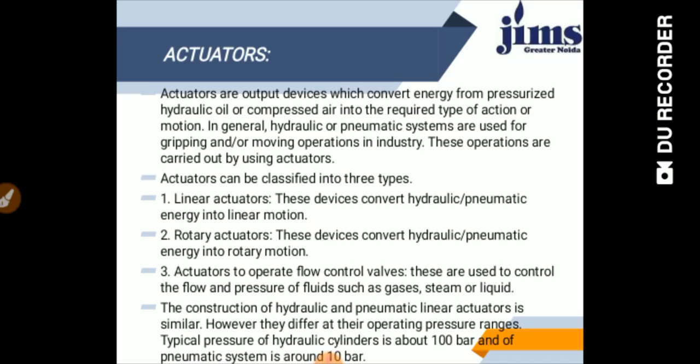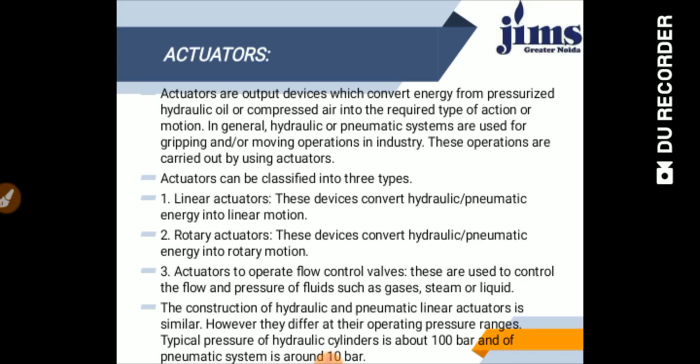About the linear actuator, you are familiar. As the name signifies, this device converts hydraulic or pneumatic energy into linear motion. That is what we call linear actuators. Secondly, the rotary actuators: this device converts hydraulic or pneumatic energy into rotary motion. That is what we call rotary actuators. And third, the actuator to operate the flow control valves.